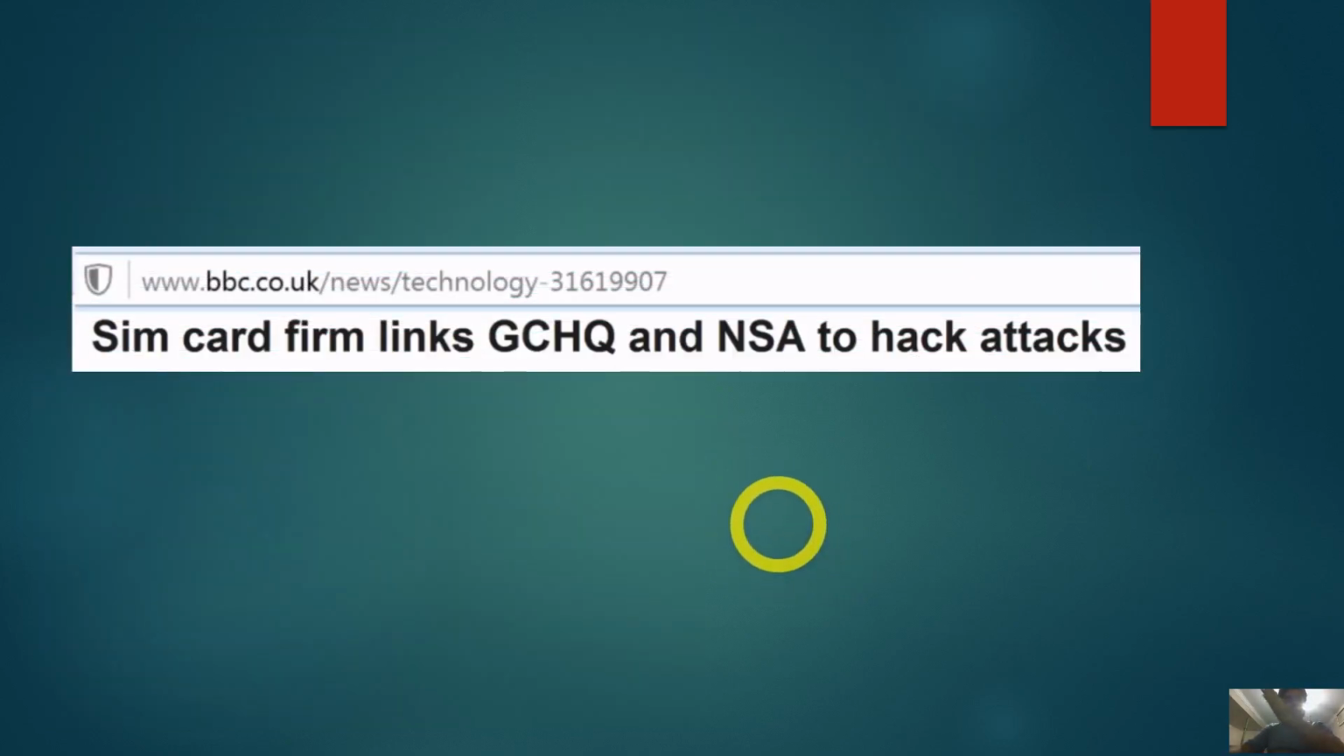One thing that happened a few years ago in the UK was news that the SIM card firm linked to these agencies was hacked, and even though the chips were encrypted, the hacker could actually enter the data information of those cell phones even with the encrypted information.